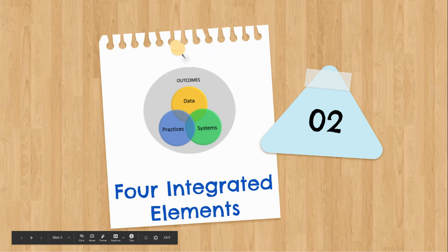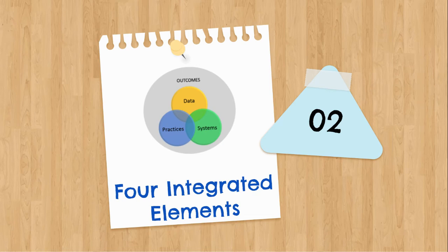There are 4 integrated elements related to PBIS. And the most important one is the outcomes. And so we're looking at a school-wide approach to positive outcomes for all students. And so when we have that in mind, there are 3 things that we really need to be thinking about, and that's using data for decision-making and problem solving, implementing practices that have evidence that we can achieve the outcomes that we want for students.